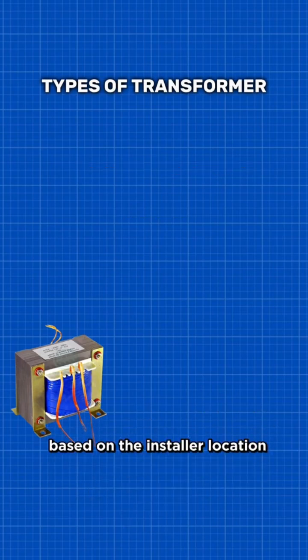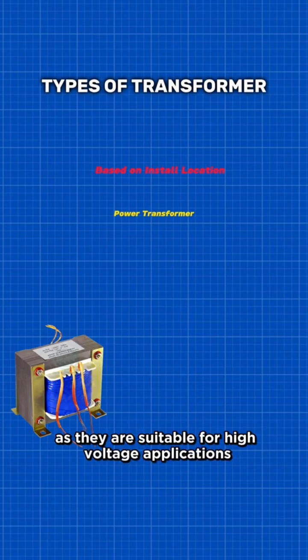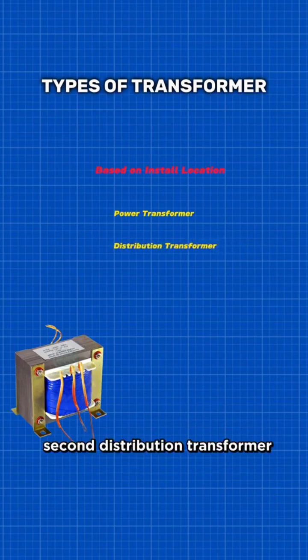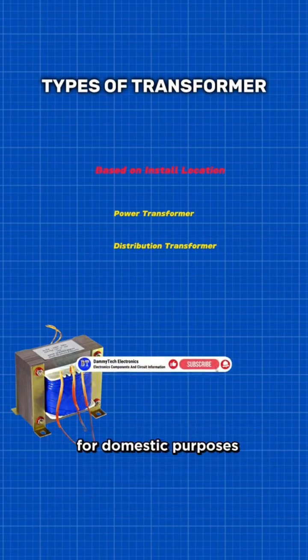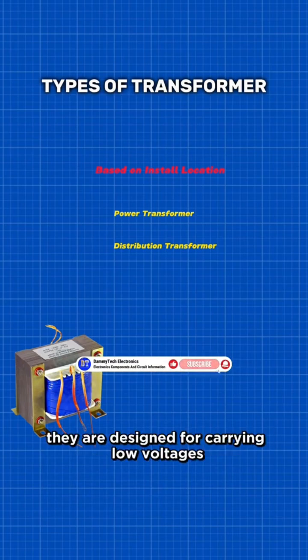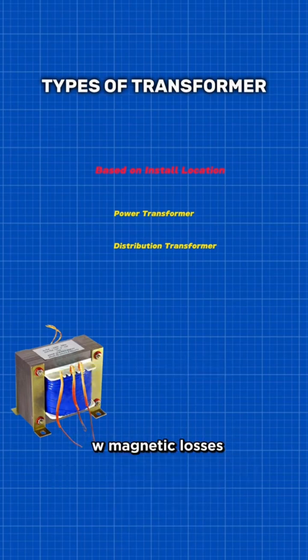Based on the installation location, 1. Power transformer. It is used at power generation stations as they are suitable for high voltage applications. 2. Distribution transformer. It is mostly used at distribution lines for domestic purposes. They are designed for carrying low voltages. It is very easy to install and characterized by low magnetic losses.